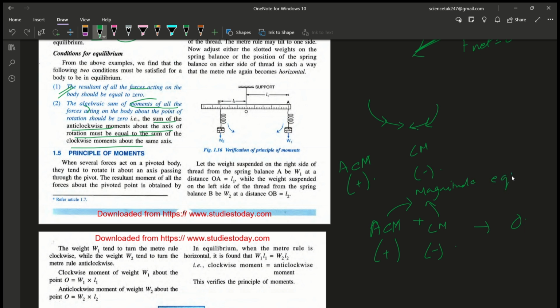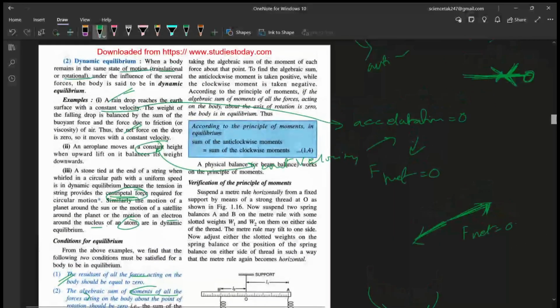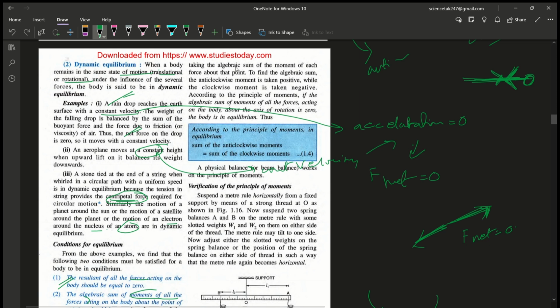Newton's principle of moments. When several forces act on a pivoted point, they tend to rotate it about the axis passing through the pivot. The resultant moment of all the forces about the pivot point is obtained by, now, how are you going to obtain the resultant moment? Taking the algebraic sum of moments of each force about that point. Anticlockwise moment is taken to be positive, while clockwise moment is taken as negative, as discussed here already below, right?